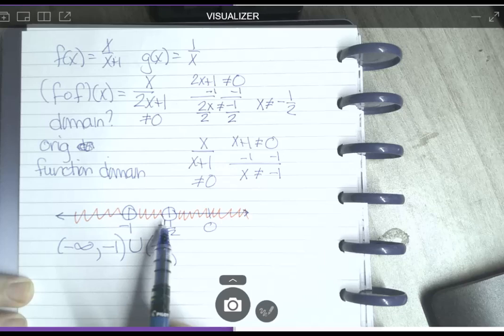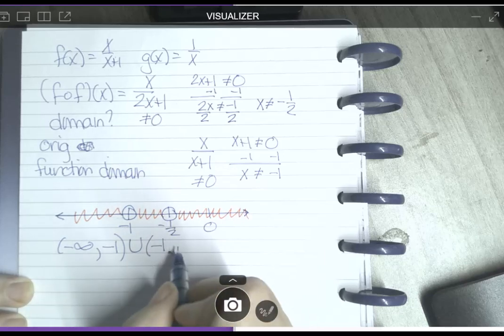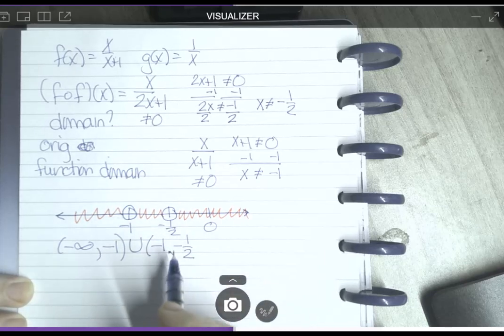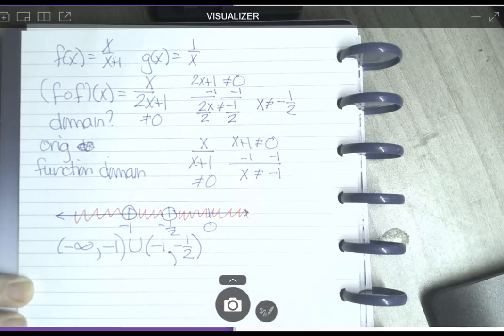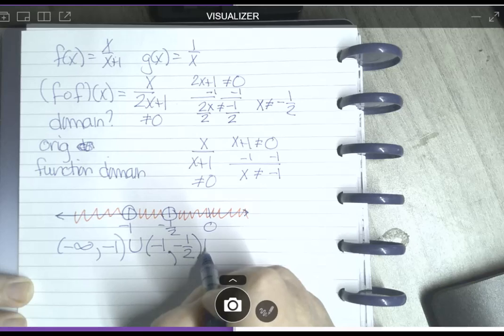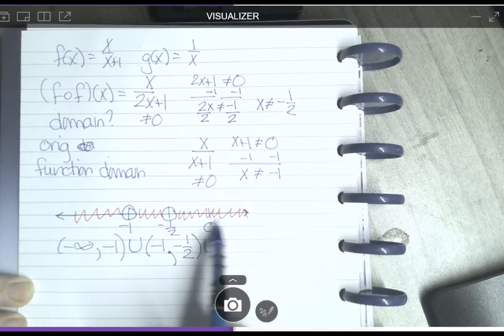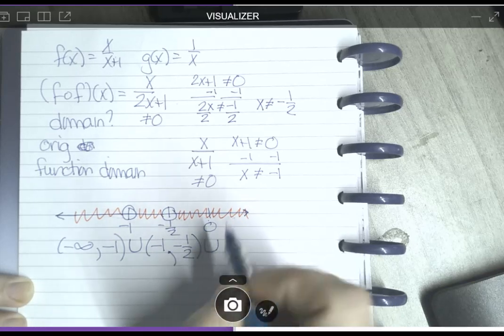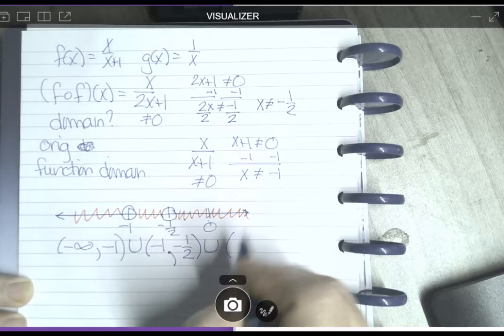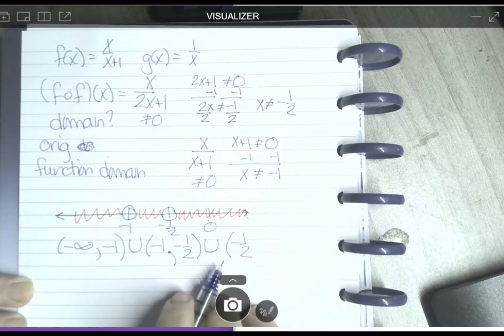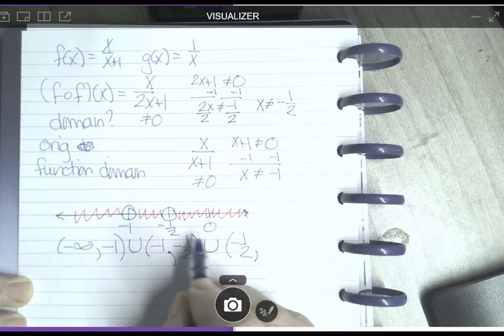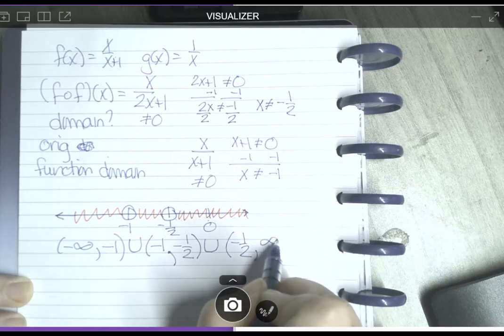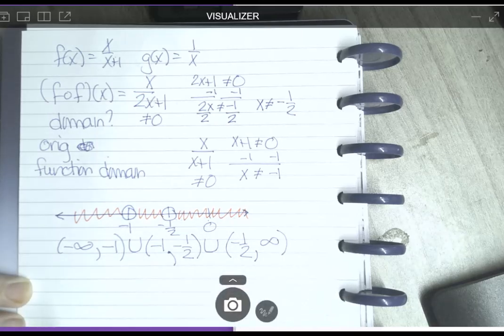Then, which is the same thing as union, we're going from negative 1. Once again, we're not including negative 1, so we have a parentheses, comma. Where are we going to now? Well, we're going to negative 1/2. Now we're not including negative 1/2, so we put a parentheses. But we're not done yet. We also have to include our union. We have to include this stuff. So we start at negative 1/2. Now we can't include it, so that's why we have a parentheses, comma, and we go all the way to infinity. And there you go.